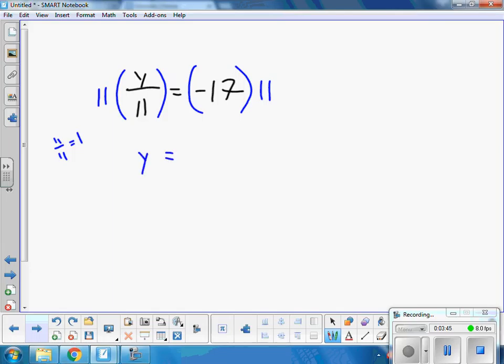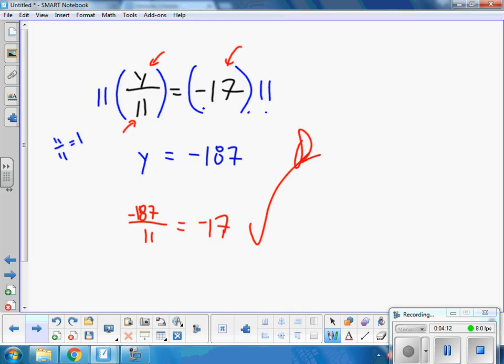And I have negative 17 times 11, so a negative times a positive will be negative. 17 times 11 is 187. Let me check that. So now I know what y is, so I'm going to substitute it in right here. 187 divided by the 11, that's right there, equals the negative 17. And when I check that, that is indeed true.